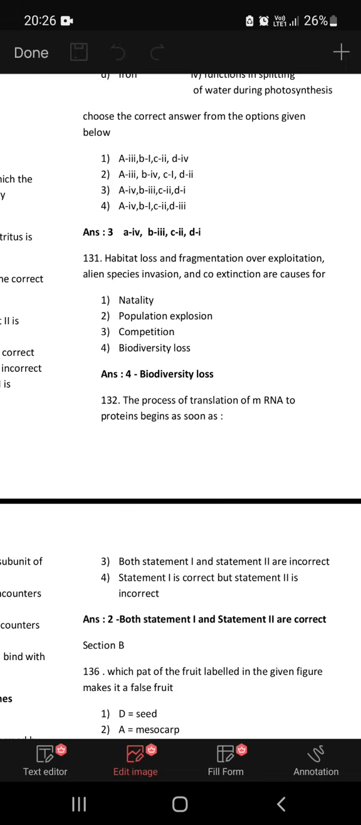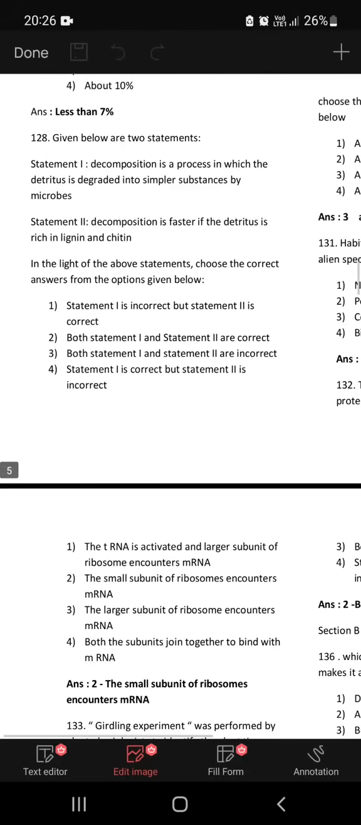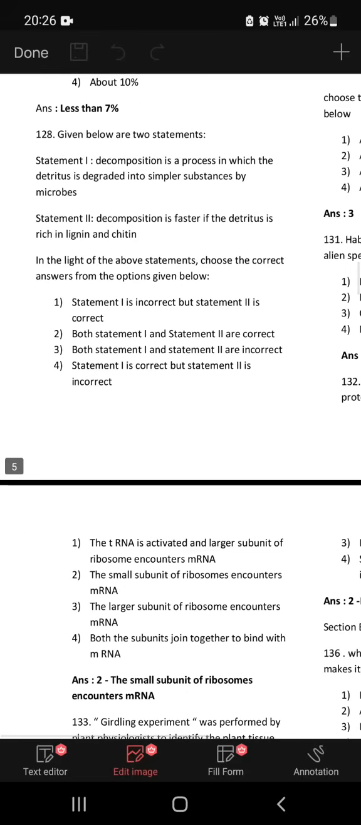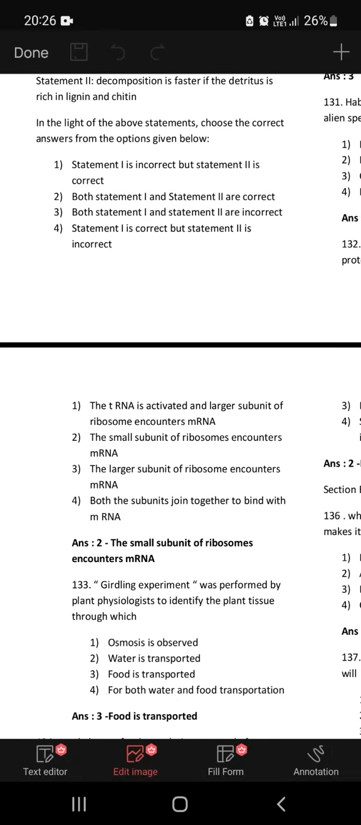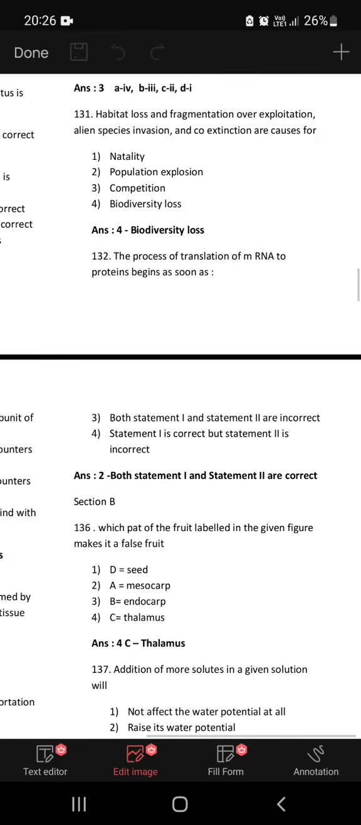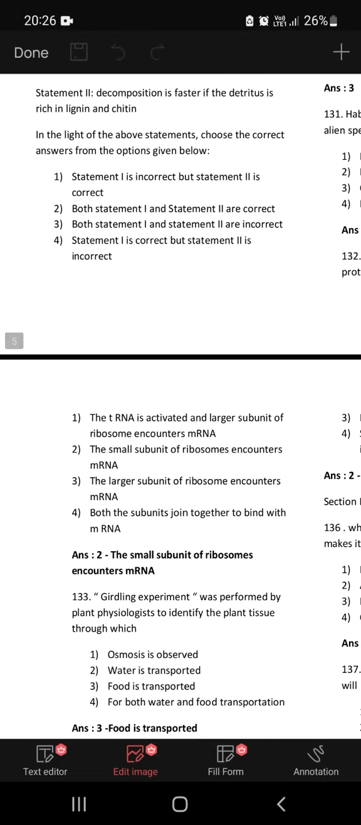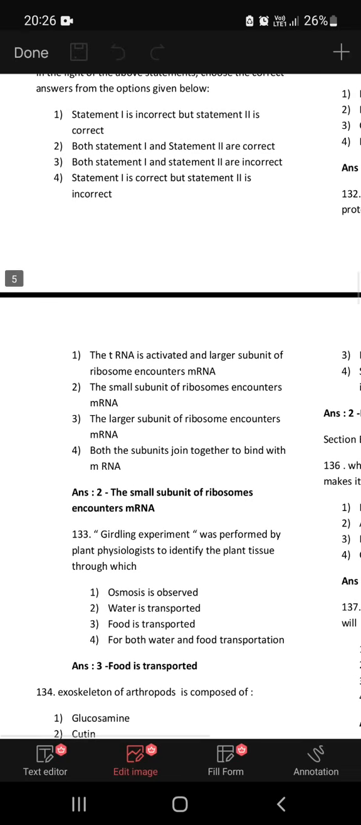So the next question, the process of translation of mRNA to proteins begins as soon as the tRNA is activated and the larger subunit of ribosome encounters mRNA. The small subunit of ribosomes encounters mRNA. So this is the right answer. The process of translation of mRNA to protein begins immediately after the smaller subunit of ribosomes binds with the mRNA. So second option is the right one. The small subunit of ribosomes encounters mRNA.